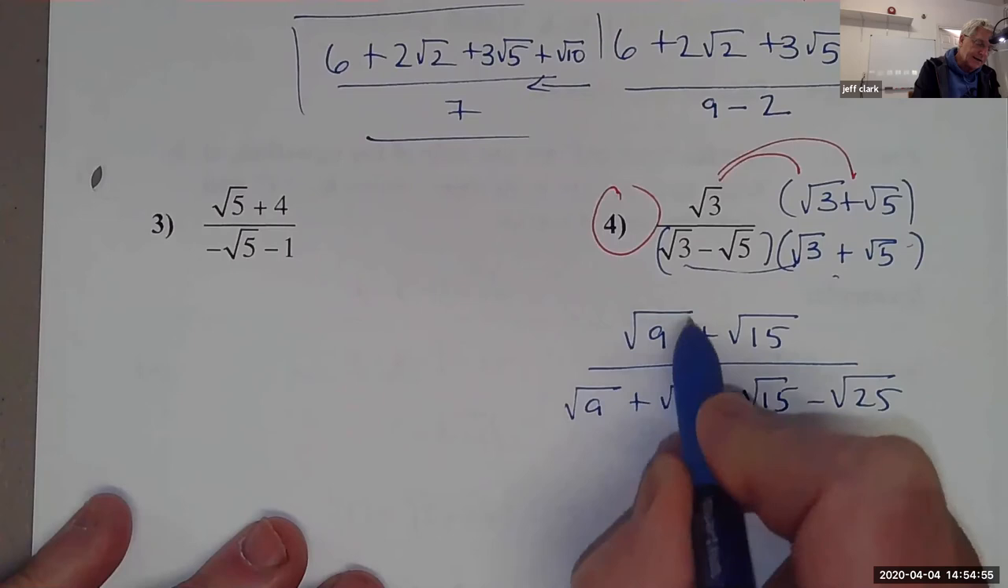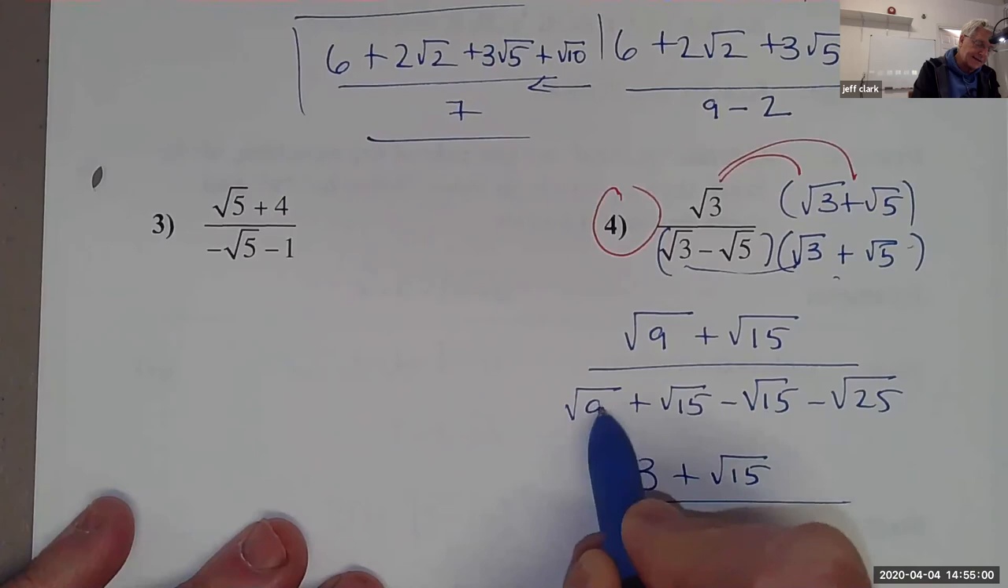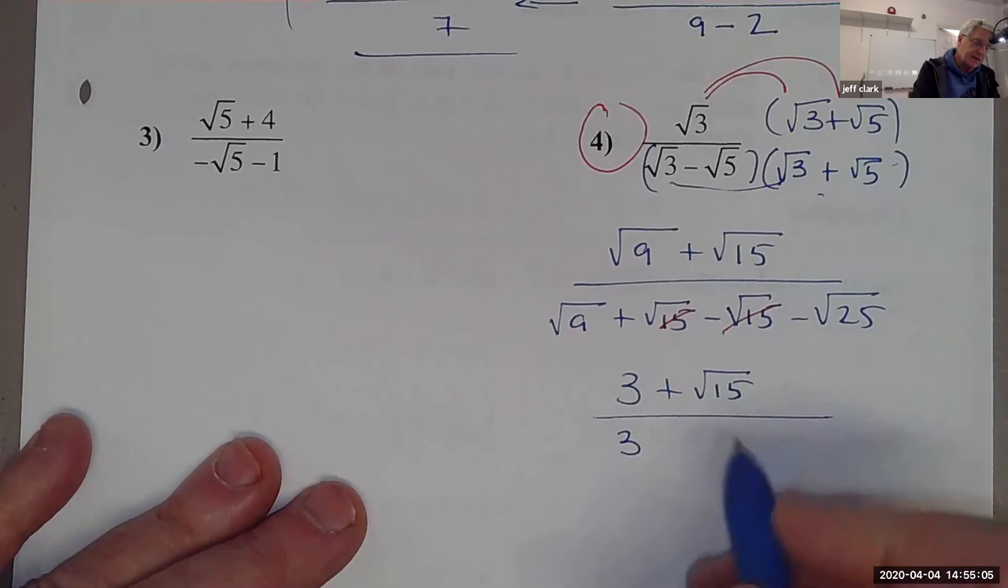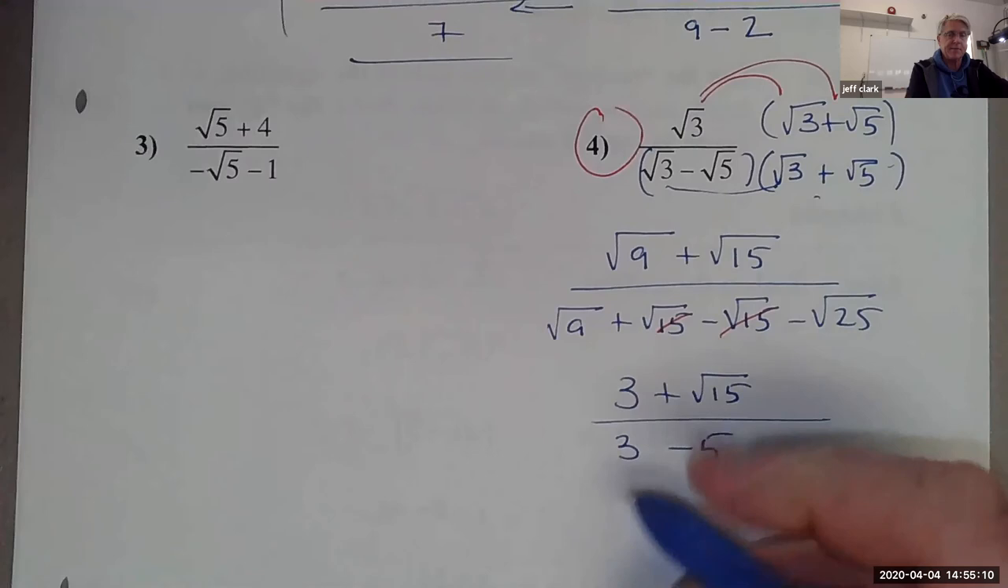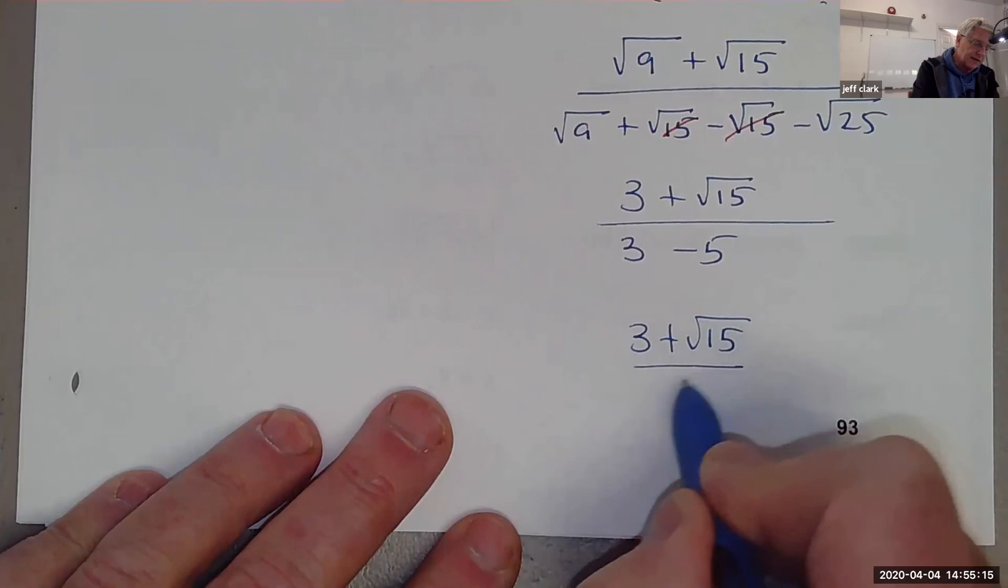That's 3. That's 3 again. These two disappear. And you get subtract 5. Don't cancel. Keep simplifying in the denominator. 3 plus root 15 all over negative 2. And that's the version of the answer.